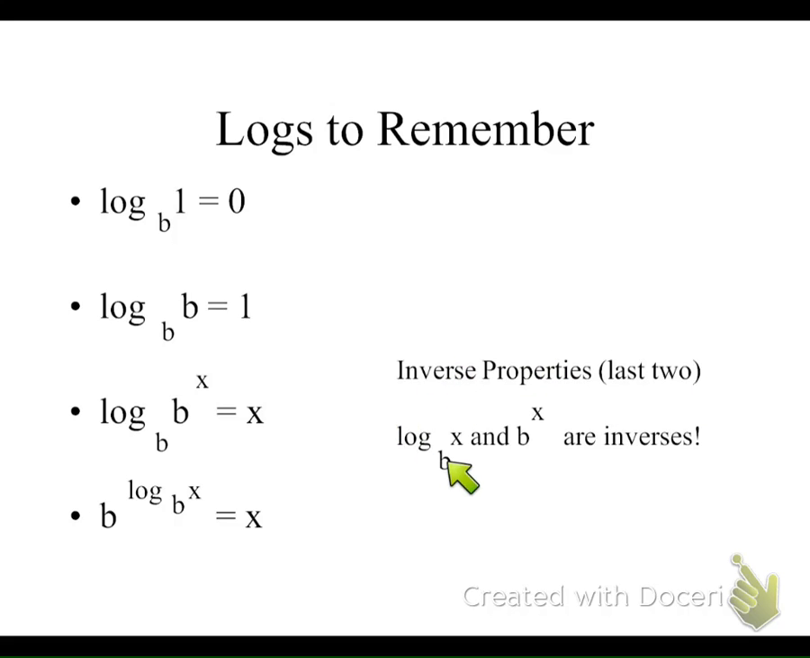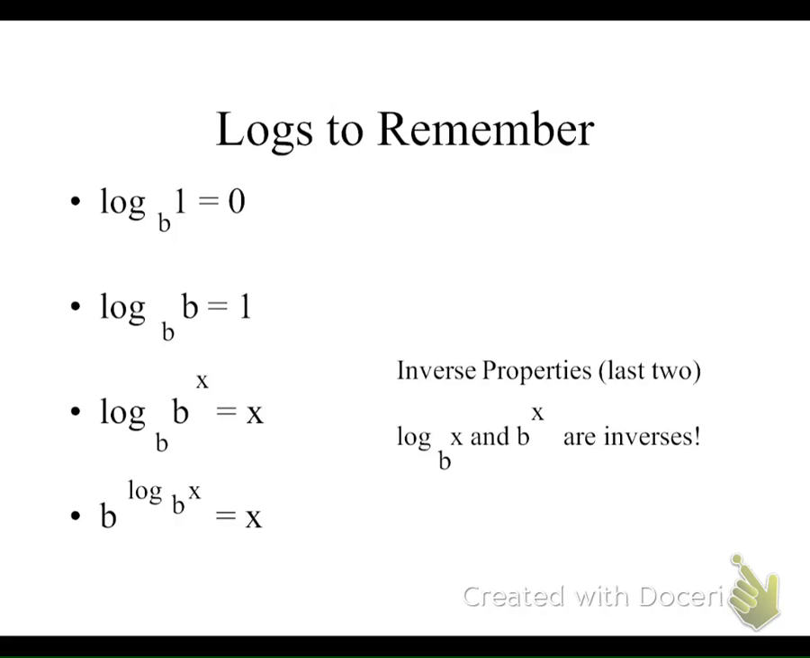Log base b of x and b to the x are inverses. So you remember when you do the composition of inverses, it equals x? So in this first one, they put b to the x in for x right here, and you get x, of course, because when you do a composition of inverses, you get x. Same thing down here, they put log base b of x in for x in this one. Of course, whenever you do that, you get x.